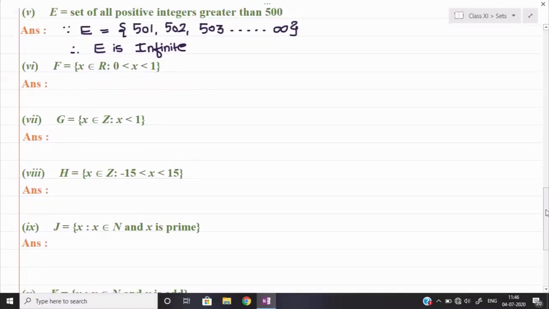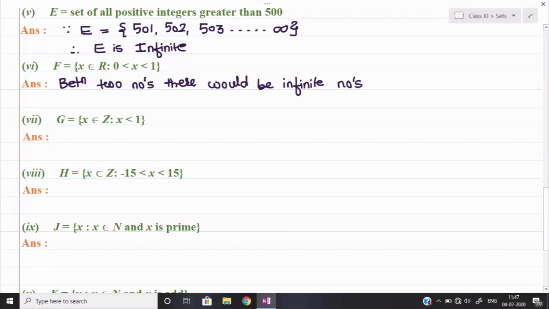So part number 6, the value of x lies between 0 and 1 and it is a real number. So we know that between two numbers there would be infinite numbers, right? So we can say here this set F is an infinite set, F is infinite.